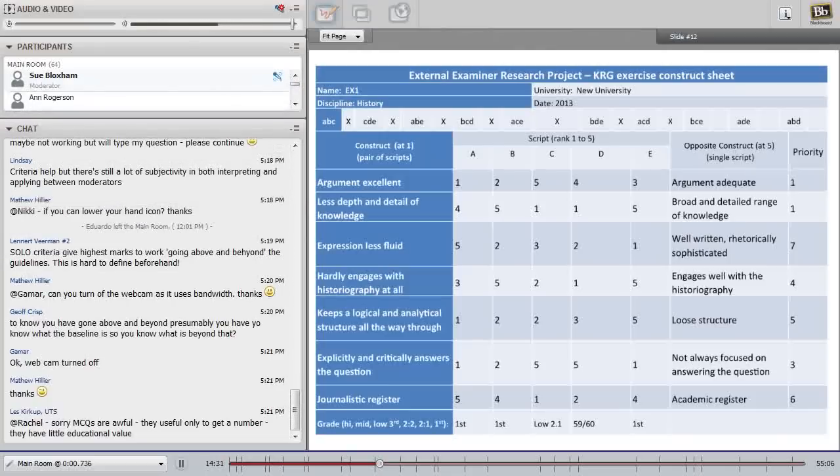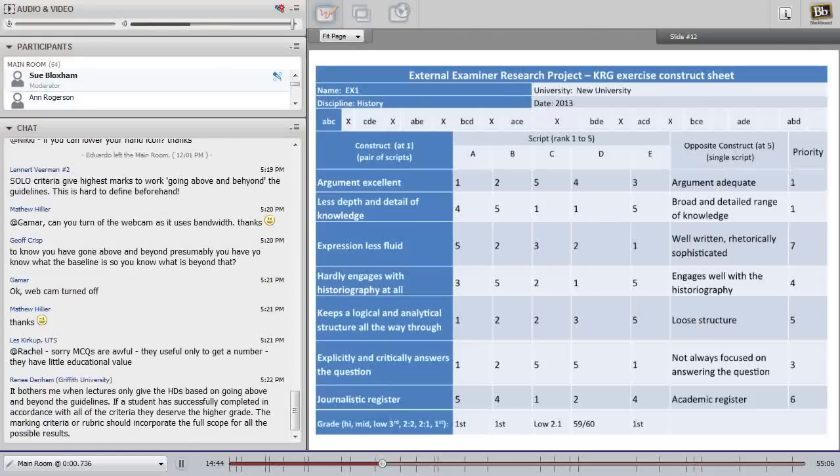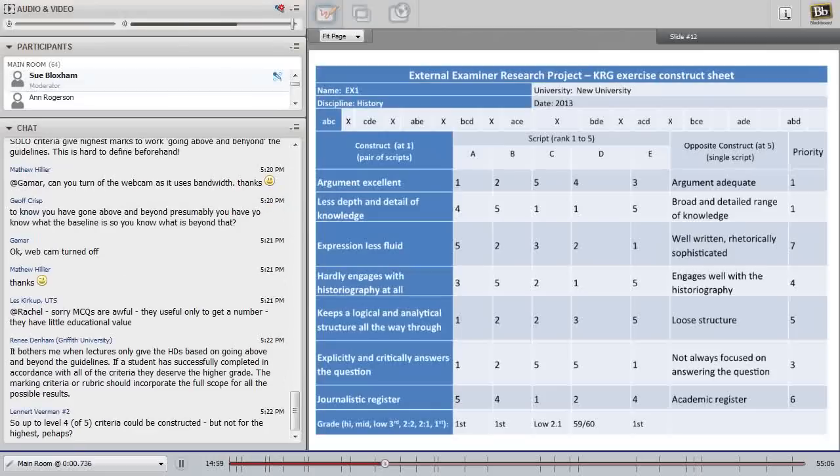So for the one that's highlighted, the dark blue one, A, B, C, they were asked to say how 2 of them were similar in a way that the 3rd one was different. And the similar construct was then written in the left-hand column. So if you look at the first construct, for A, B, C, this particular lecturer said that they thought 2 of them had excellent argument. And on the other side of that line, the opposite construct that the third one had was that the argument was adequate. And we repeated that with lots of different combinations; in fact 5 different assignments gives 10 different combinations.